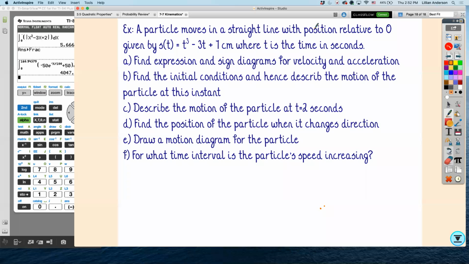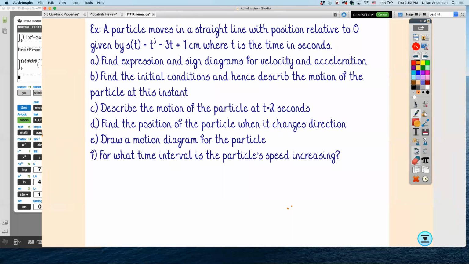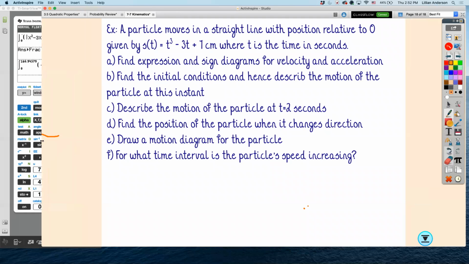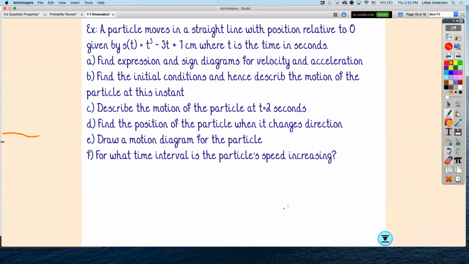A particle moves in a straight line with position relative to O given by the displacement function t to the third minus 3t plus 1 centimeters, where t is the time in seconds. This is a non-calculator problem, so I'm going to go ahead and close this off. We are going to find the expression and the sign diagrams for velocity and acceleration. The sign diagrams are going to let us know if we're changing directions. It's also going to help us determine whether the speed is increasing and things like that later on, by looking at the changing of the signs.